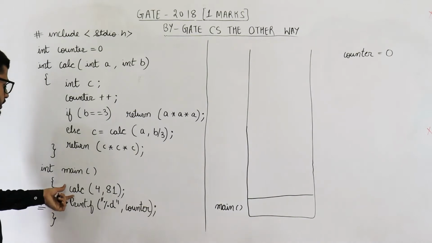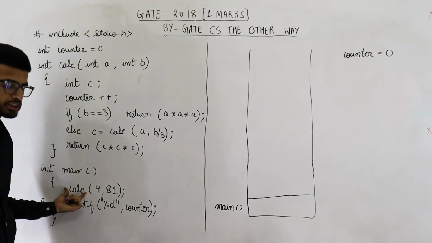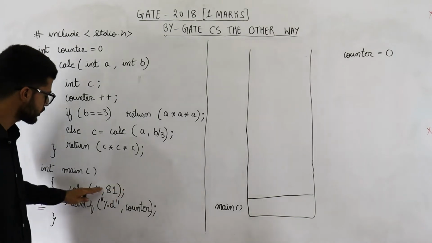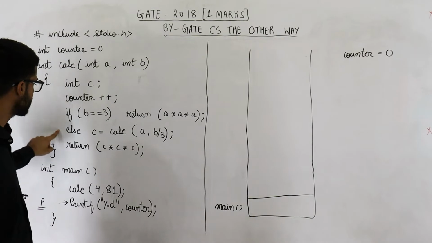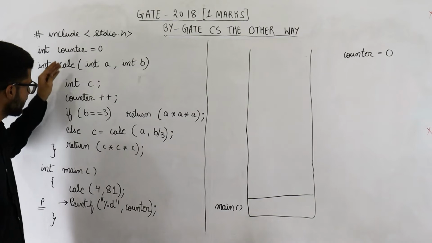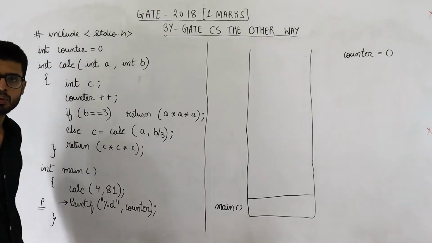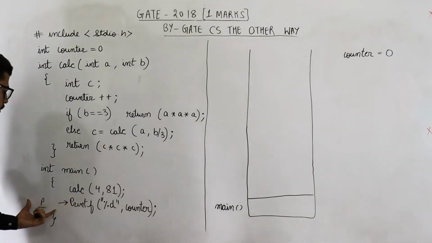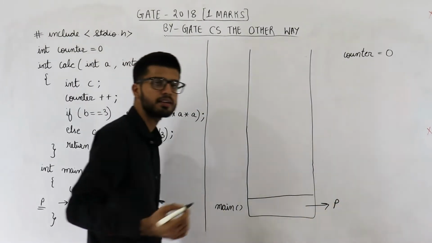First line only says calc 4,81. That means you are trying to call some function and you are passing these values as parameters. Now whenever this function call ends, each and every line present in this function will be executed. And when this function returns, that means when this function is completely executed, then you will again come back to main function and you have to execute this remaining line, that is the print statement. It is labeled as P. So I am marking here that line number P is still remaining.